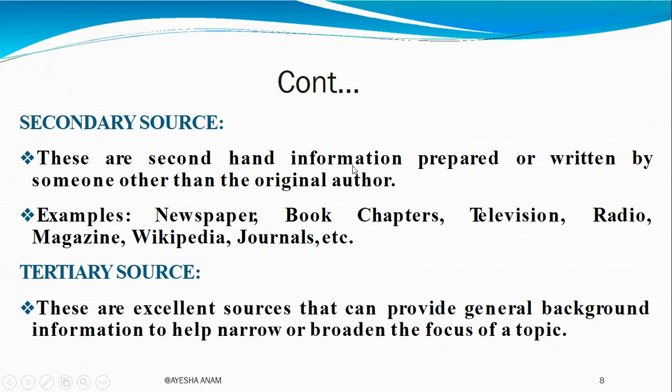Now, what is meant by secondary source? These are second-hand information prepared or written by someone other than the original author. For example, newspapers, book chapters, television, radio, magazines, Wikipedia, or journals. The third kind of source is tertiary source. These are excellent sources that can provide general background information to help narrow or broaden the focus of a topic.